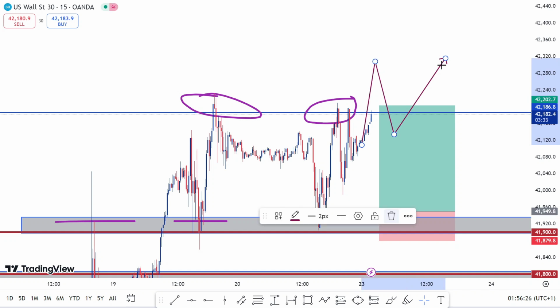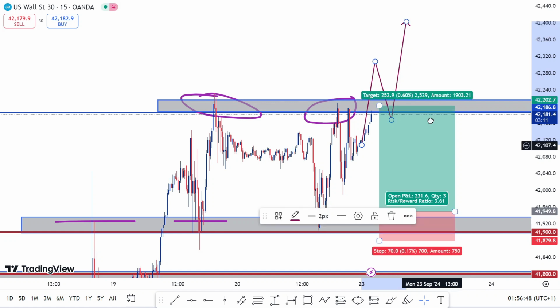Then we also wait for the consolidation down to this support level here, this resistance level which we then turn to a support. We wait for price to break and give us a retest around this zone, and then we go bullish, risking the same 70 pips.